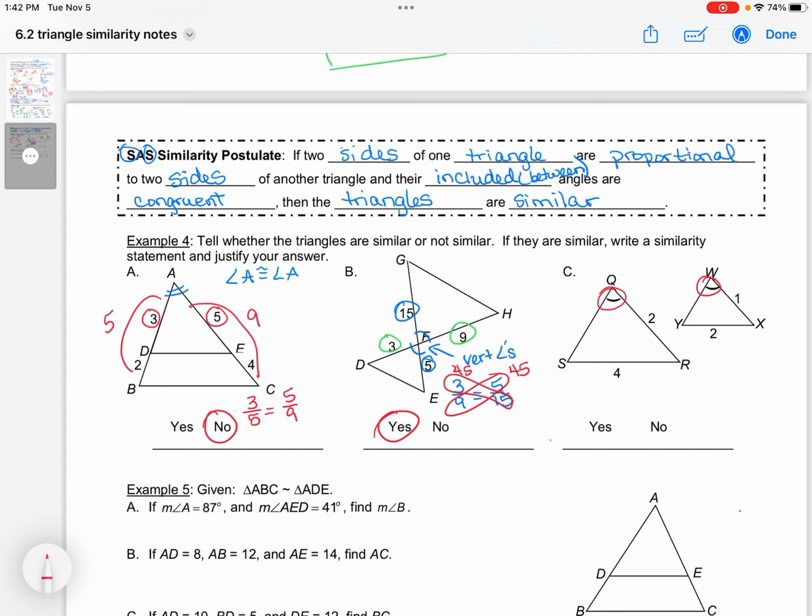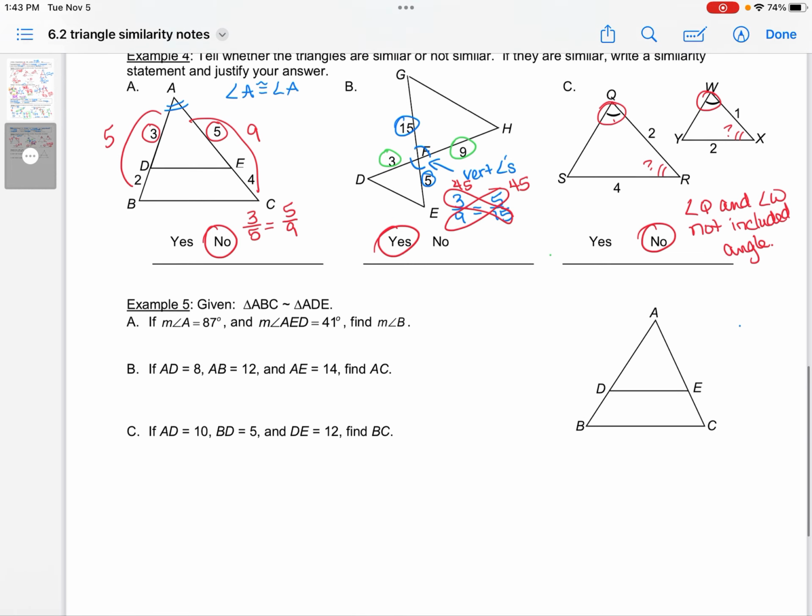All right, and then the next one, they give us our angles that are congruent, but I'll just tell you right now, it is not included in the sides. I really need this angle, but I don't know anything about it. So first of all, it doesn't meet side angle side because it's not in there, so we're going to say no. Let's see, what can we say? Angle Q and angle W not included angle. I'm going to have to go back and change this because I did it wrong. You just watch, but you'll never know because then I'll throw this one out.